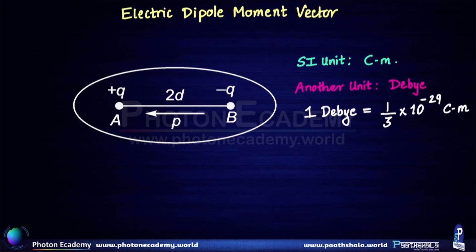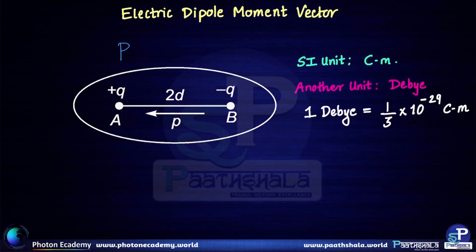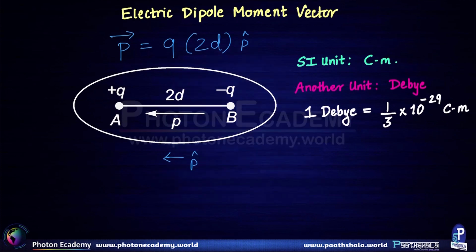Let us look at the SI unit for the dipole moment. Well, the dipole moment vector is defined as P vector equal to one charge into the distance between the two charges, times P cap, where P cap is the unit vector that points from the negative charge to the positive charge. Because this is a vector, we also need to mention the unit vector associated with it. The SI unit of the dipole moment is coulomb meter.